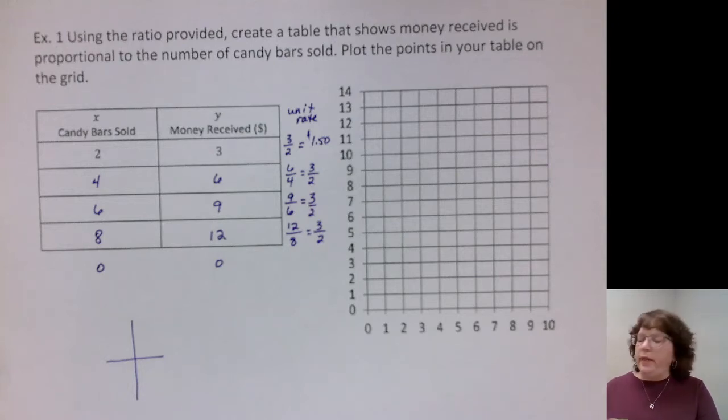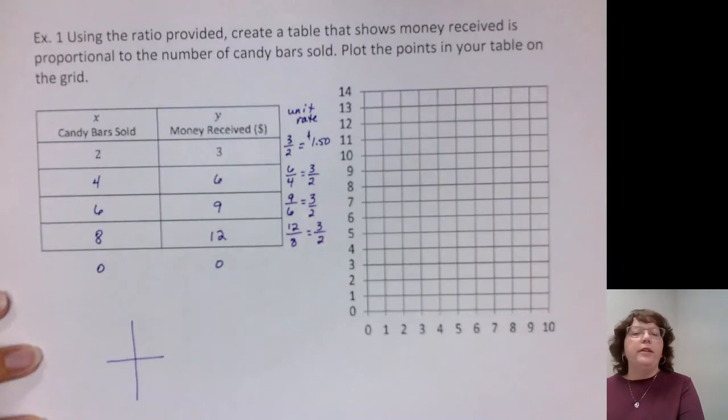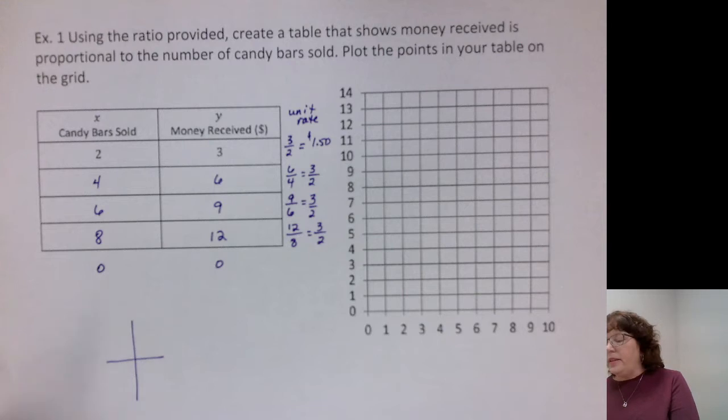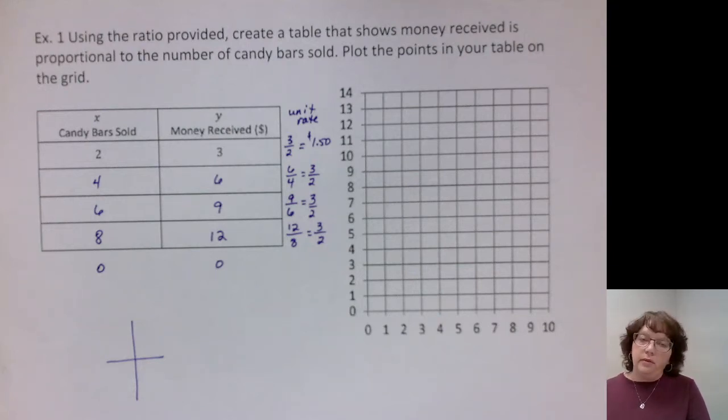Okay, good point. If we look at the numbers that we're going to graph, we notice that they're all positive. In this scenario where we're talking about Isaiah selling candy bars, would we ever have a situation where we would not be looking at a positive number? Can Isaiah sell a negative number of candy bars? No. Can Isaiah receive a negative amount of money for those candy bars? No. So that's why we only need to look at that first quadrant for this particular data set.